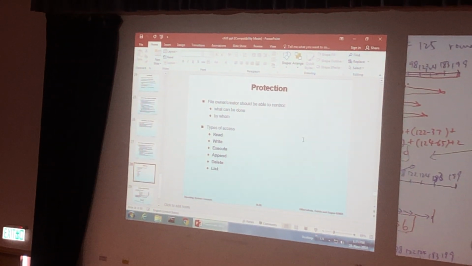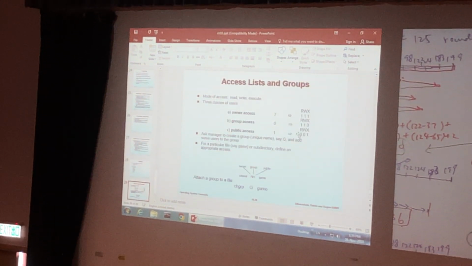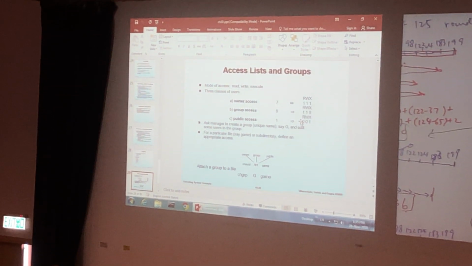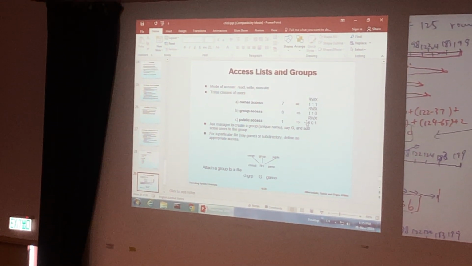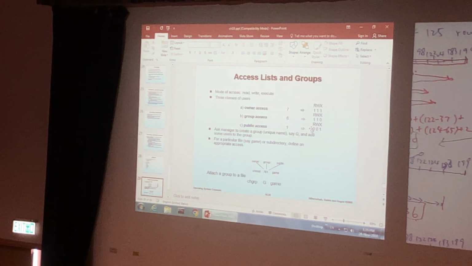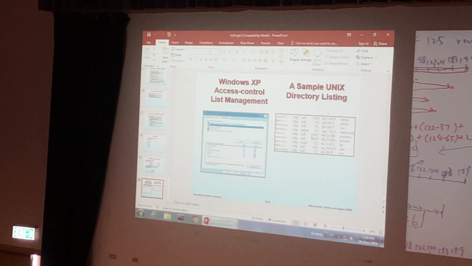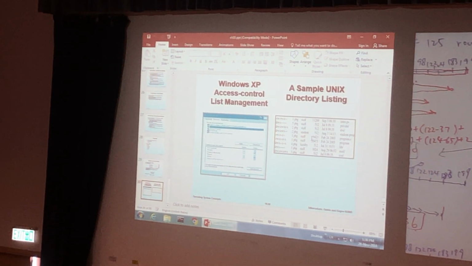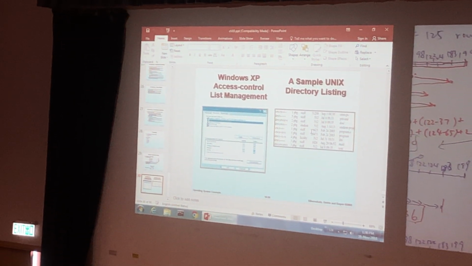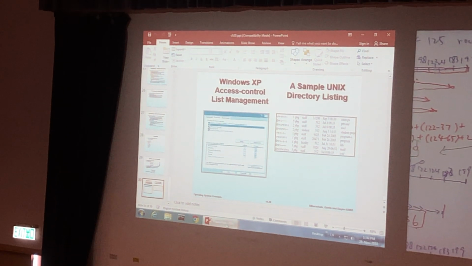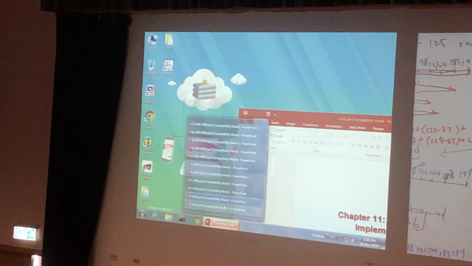The other important thing is protection. So how do we determine what are the different protections? Make sure you understand how we modify them. Don't worry about Windows XP or Linux specific details. So not much for this chapter.